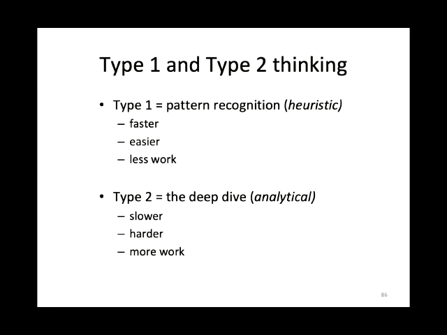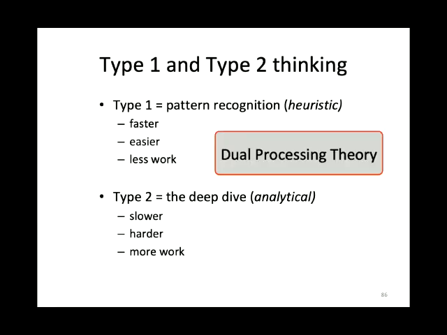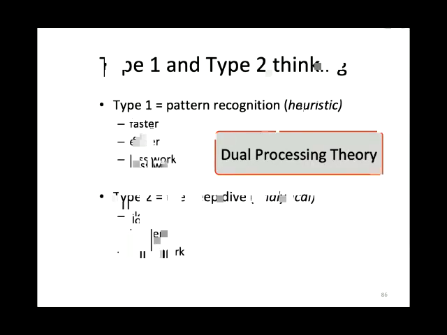There's in the literature for critical thinking or diagnostic error, there's described two types of thinking. Type 1 is pattern recognition, which is faster, easier, and less work. And then there's type 2, which is the deeper dive, which is the more analytical process. And when we use both of these processes in the diagnostic process, it's called dual processing theory. And so we can jump back and forth between type 1 and type 2.